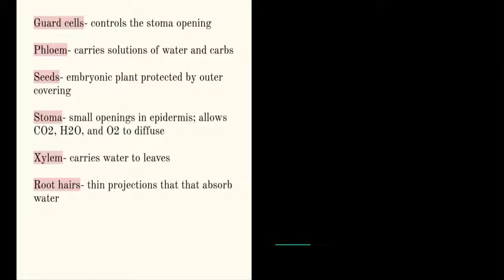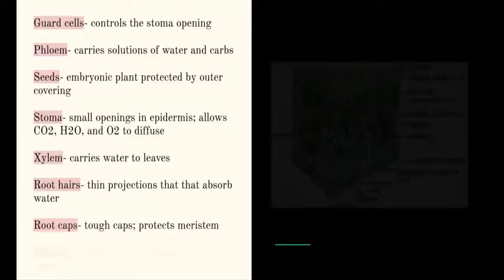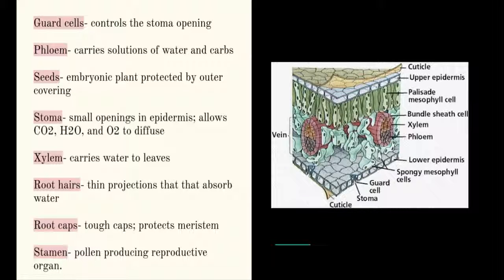Root hairs are thin projections that absorb water. Root caps are tough caps that protect the meristem. And stamen is a pollen-producing reproductive organ.